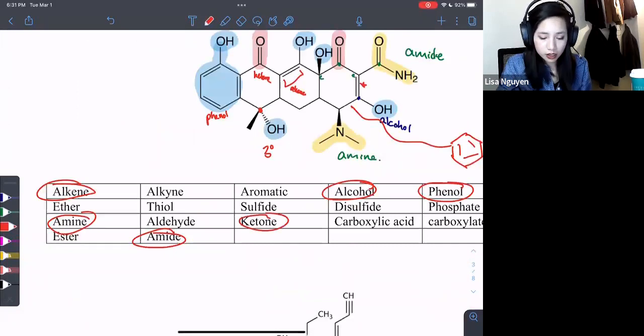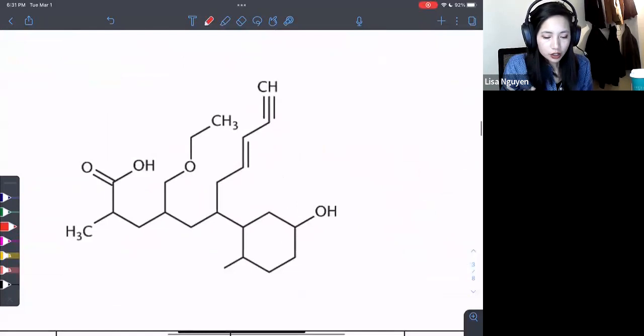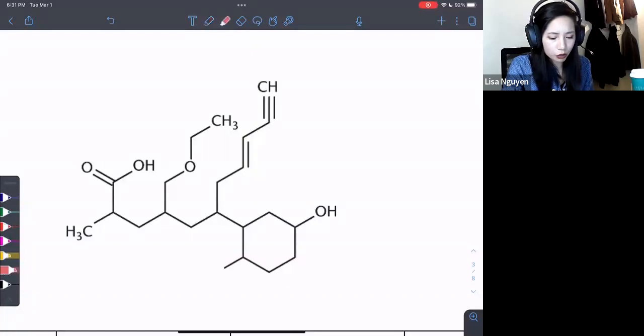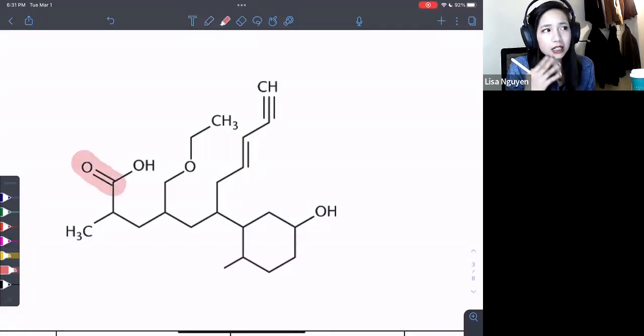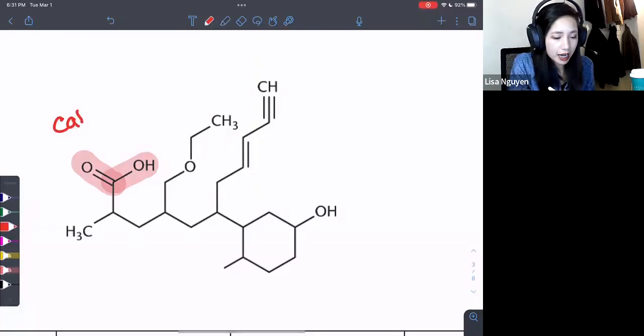Okay, all right, so let's do another one. So again, with carbonyls, do not double count them. I like to get the carbonyls out of the way first. I locate them. So right here we have a carbonyl, and I ask myself, what's attached to it? What weird thing is attached to it? Here we have a carbonyl that's directly attached to an OH group. So this is a carboxylic acid.